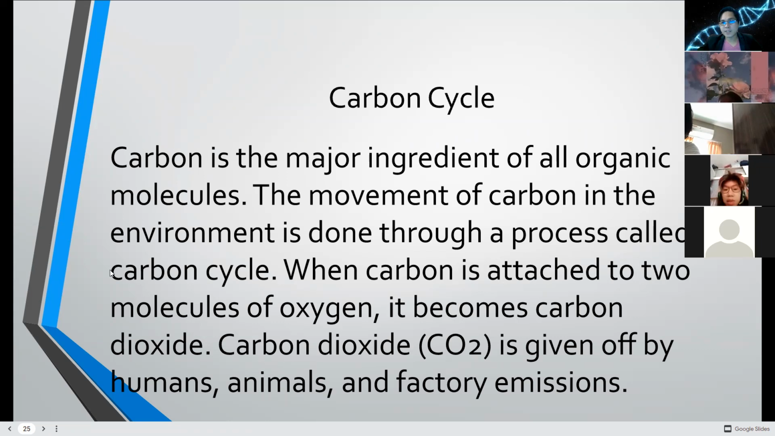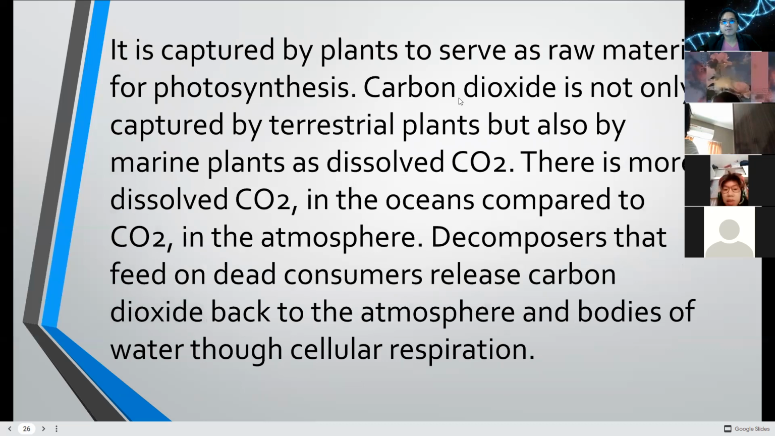Carbon dioxide is given off by humans, animals, and factory emissions. It is captured by plants to serve as a raw material for photosynthesis. Carbon dioxide is not only captured by terrestrial plants, but also by marine plants as dissolved CO2. There is more dissolved CO2 in the oceans compared to CO2 in the atmosphere. Take note that this CO2 can be dissolved in water. Once dissolved, this will be used by what? By some of the organisms living there.